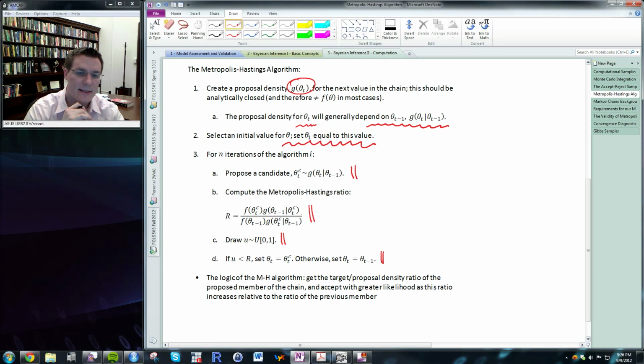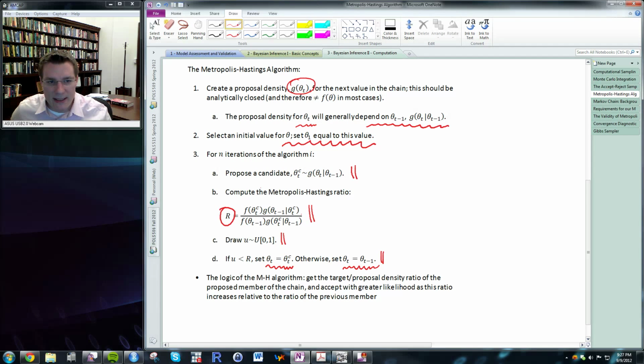If U is less than the Metropolis Hastings ratio, then the next element in the chain becomes my candidate. Otherwise, I just carry the past value of the chain forward an additional iteration, and the past value of the chain becomes the present value of the chain. That's how the Metropolis Hastings algorithm works. It just does this over and over, and if the conditions are right, which we'll talk about in a second, the distribution of the samples of this chain will look like the target density.